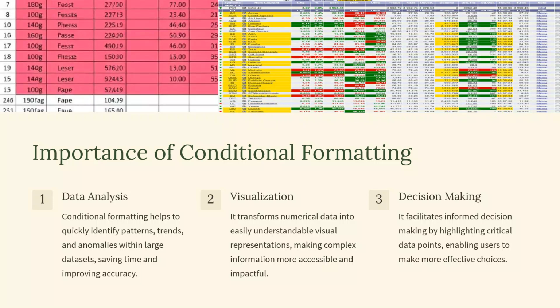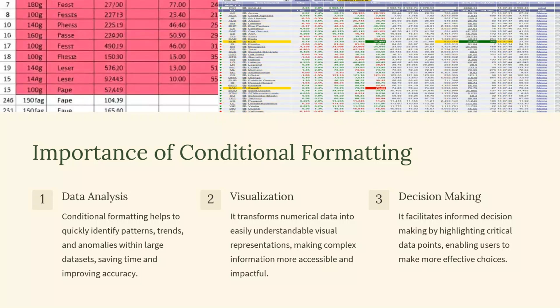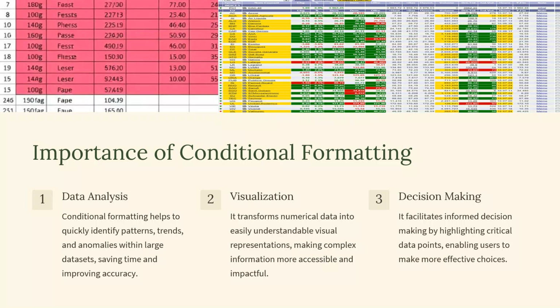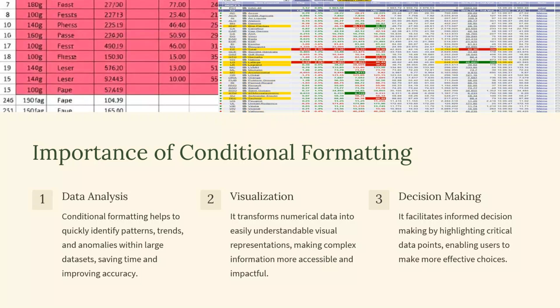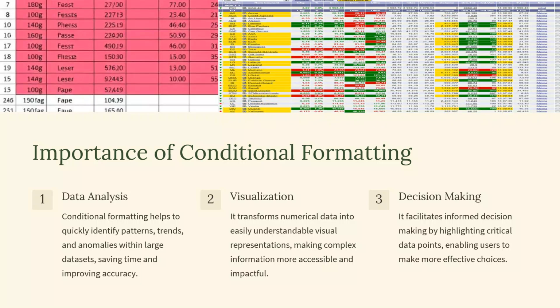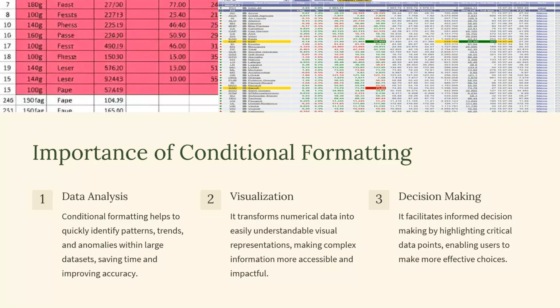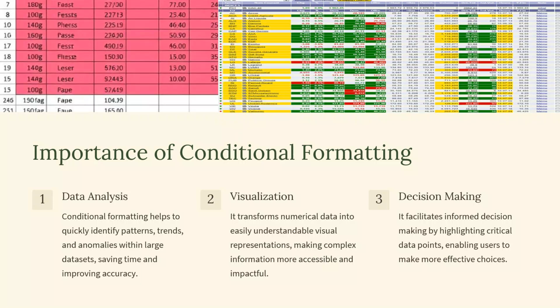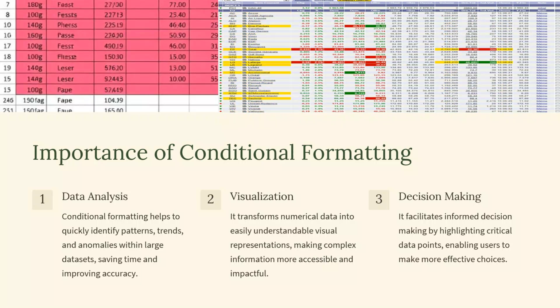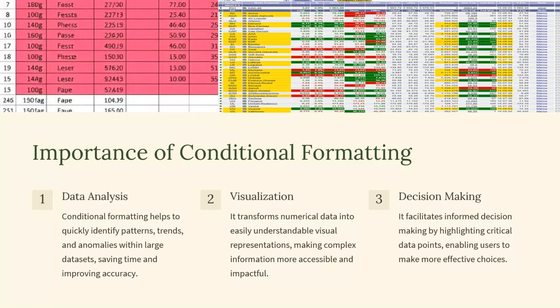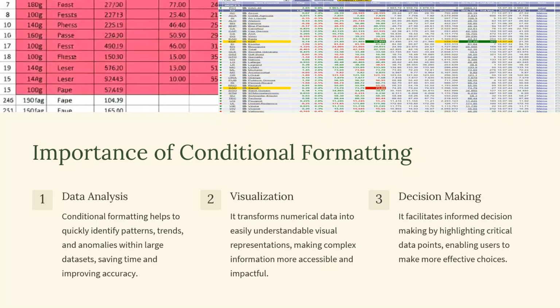So visualization transforms numerical data into easily understandable visual representations, making complex information more accessible and impactful. If you are seeing numbers that are very large in amount, you can easily identify them, this one is greater than that, this one is greater than 1 million, this one is equal to that. You'll see the trends and how this data is representable to someone.